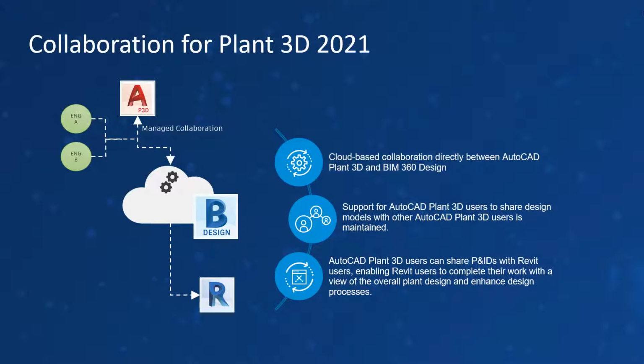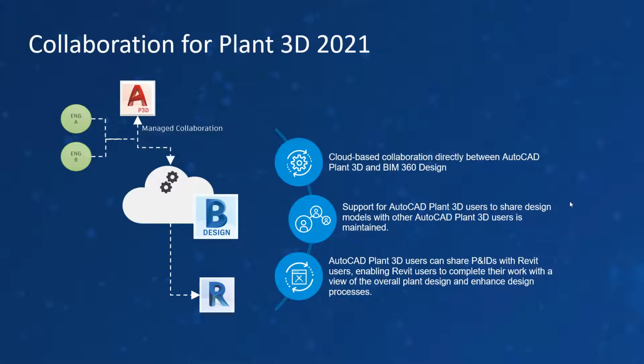Collaboration for Plant works with Plant 3D 2021, which is the latest release that was released about 2 or 3 weeks ago. The idea is, again, to work on your system, on your computer, and we can collaborate between AutoCAD Plant 3D and BIM 360 Design and the cloud.